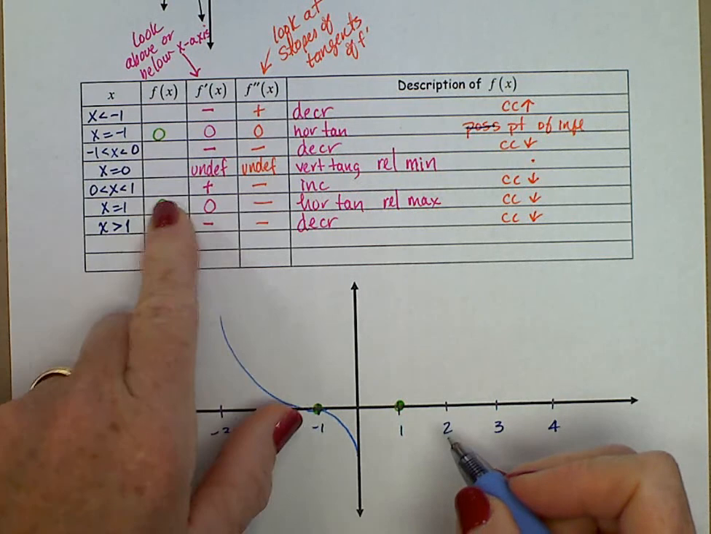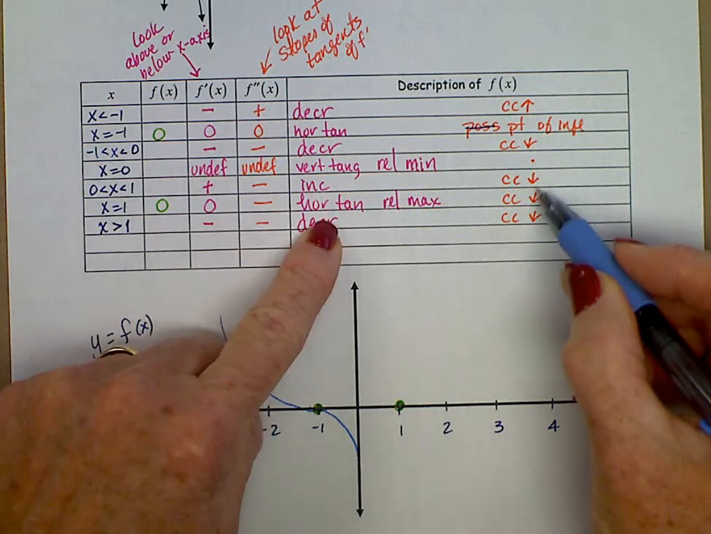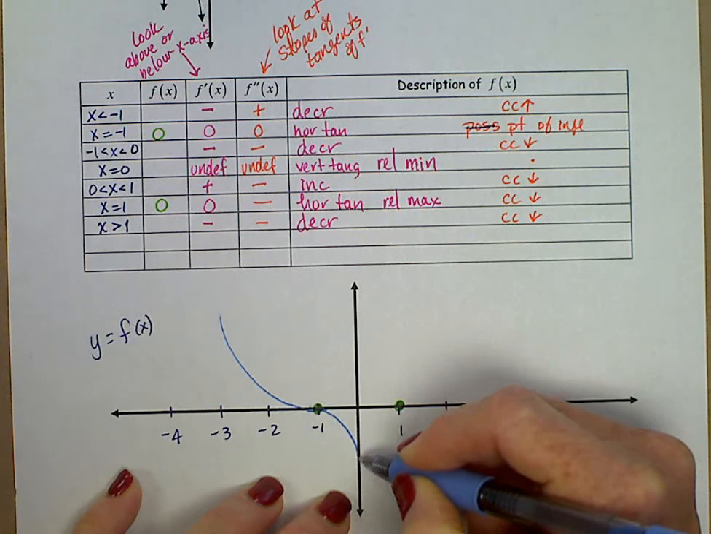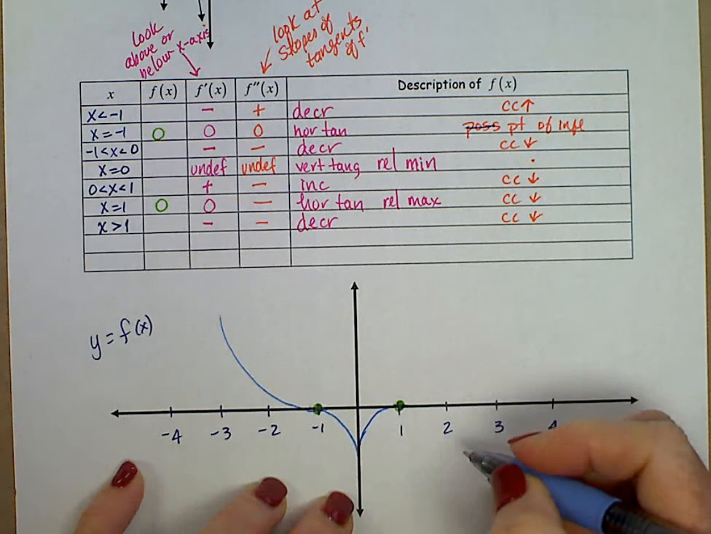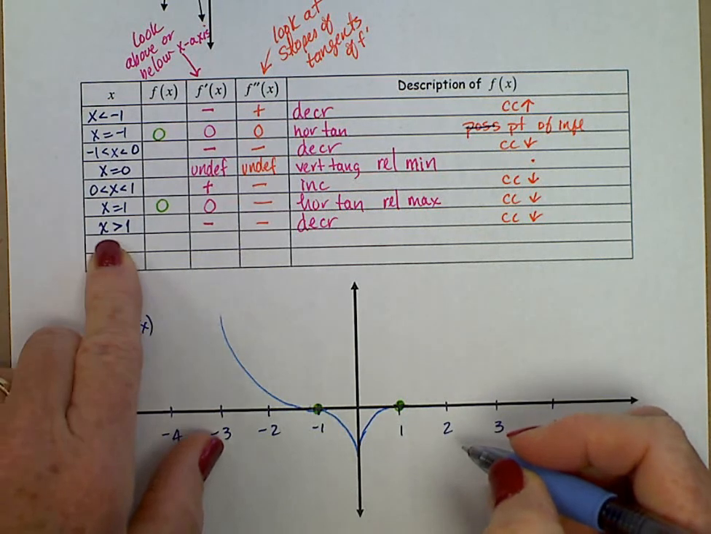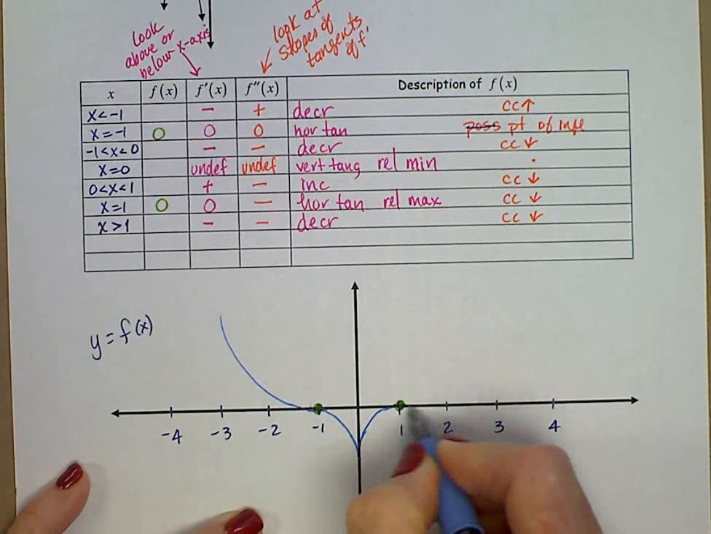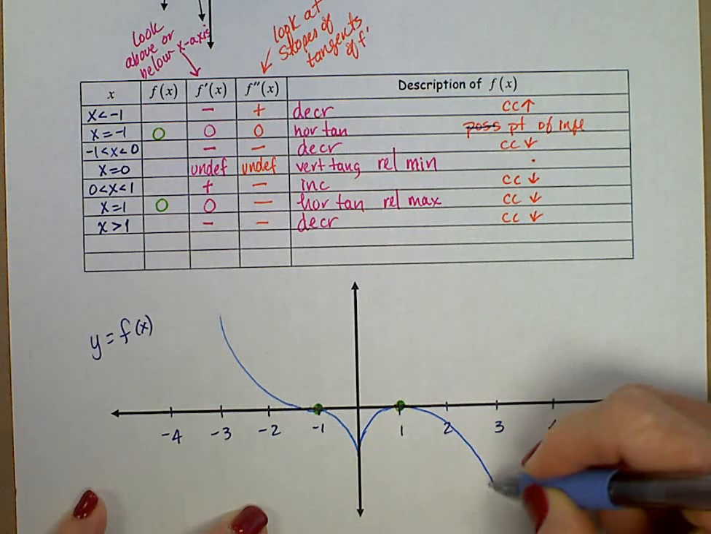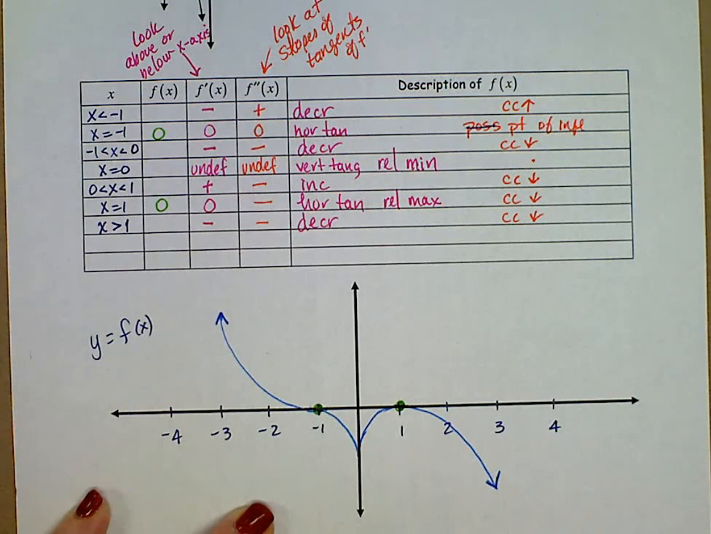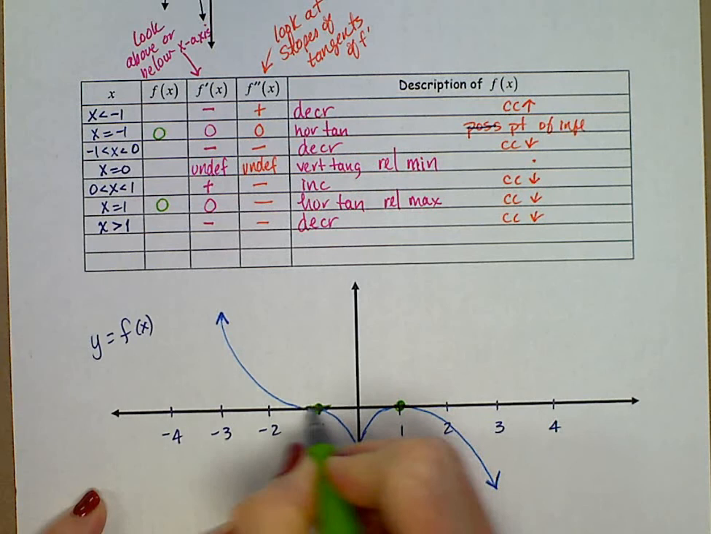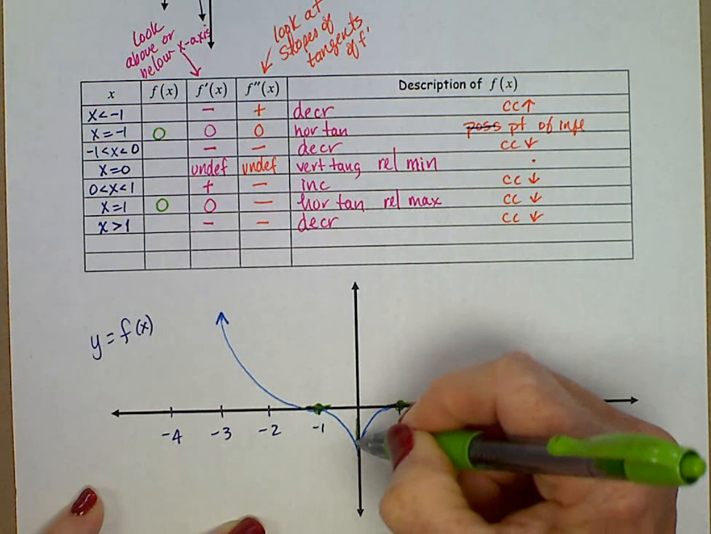Then from x between 0 and 1, f of x is increasing, concave down, going into a horizontal tangent at x is 1. Then when x is greater than 1, f of x turns decreasing and concave down. And there's the graph of f of x. We have a horizontal tangent right here, a horizontal tangent right here, and a vertical piece right here where this turns into a cusp.